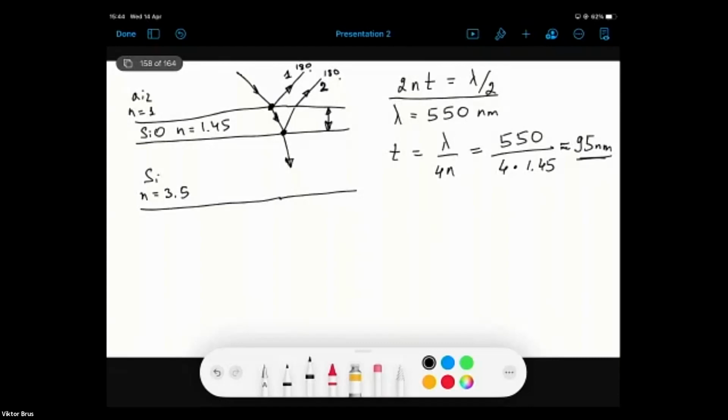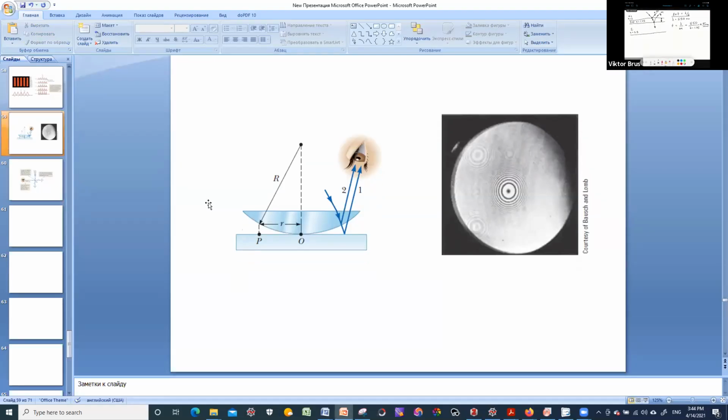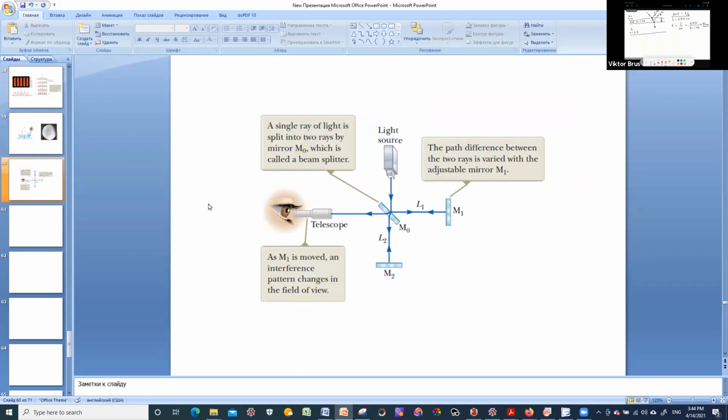So one more thing we want to discuss is the Michelson interferometer. Let me share my screen again. And yeah, here we have this schematic of the Michelson interferometer. It consists of a light source, which... usually the Michelson interferometer nowadays is used to measure distances in the most accurate and precise way.